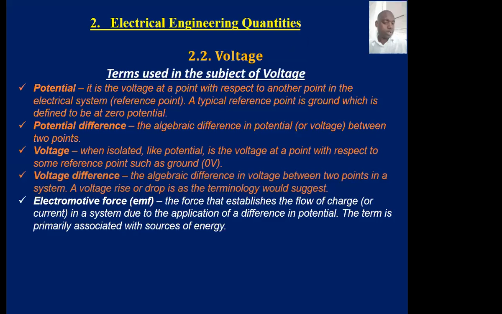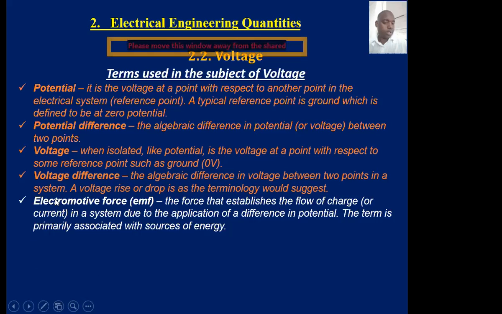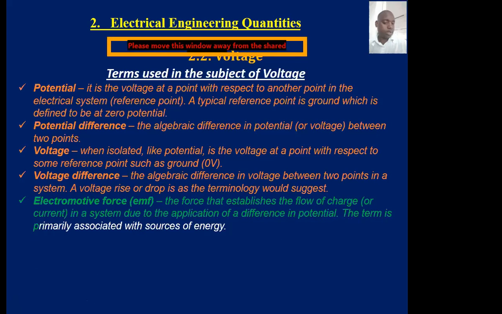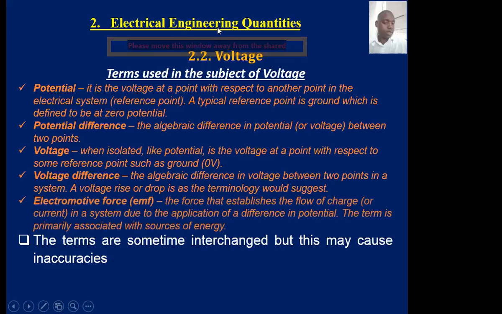Then go on to the EMF, which is the electromotive force, which is the force that establishes the flow of charge, right? So that force which gives energy to the charge so that it can flow becomes our electromotive force. Electro, or charge, motive, there's movement there. So that force which causes the movement of charge is called the EMF. And this is normally associated with voltage sources or sources of energy. So normally we talk about their EMFs rather than any other quantities.